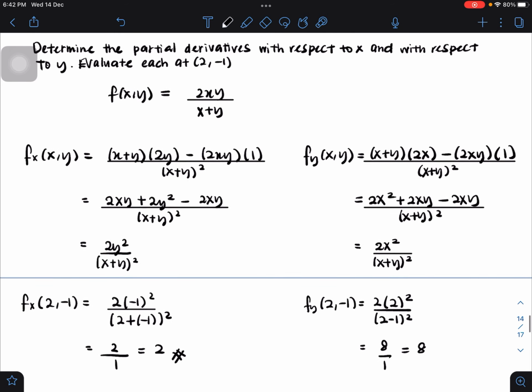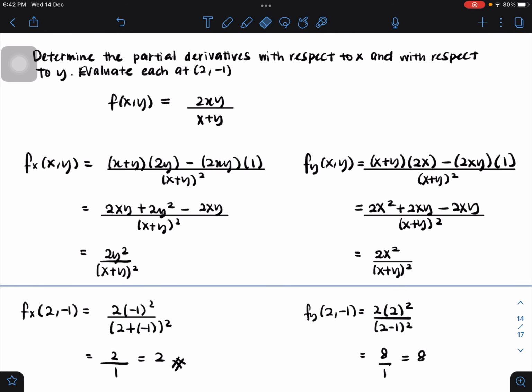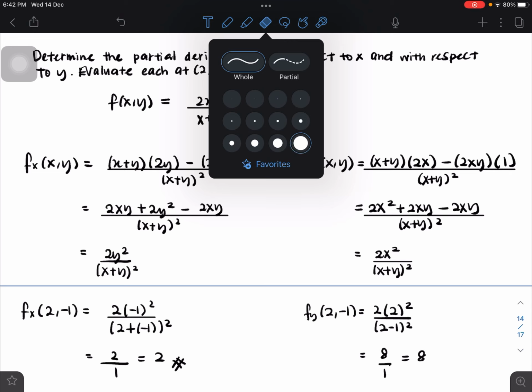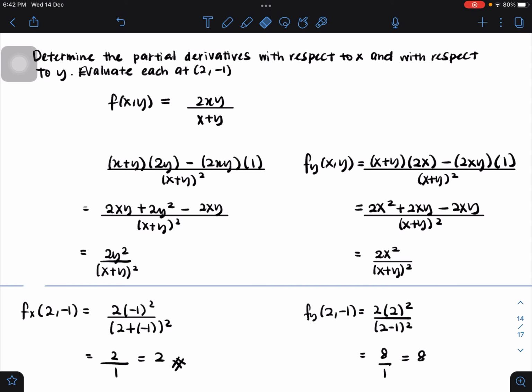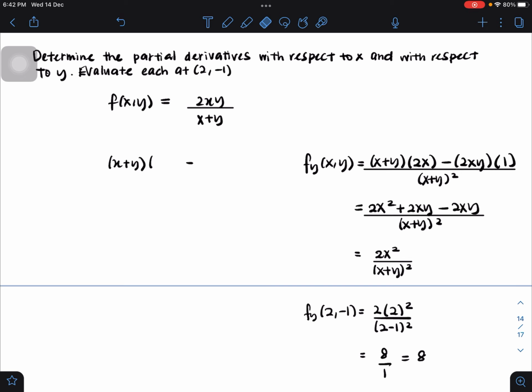Okay, let's see another example here. Let me erase everything so that we can do it together. Okay, class. Determine the partial derivative with respect to x and with respect to y. So it means that in the direction of x and in the direction of y. Evaluate each of them at point 2, -1. So first we need to find the partial derivative, which is fx, and later we will find fy.